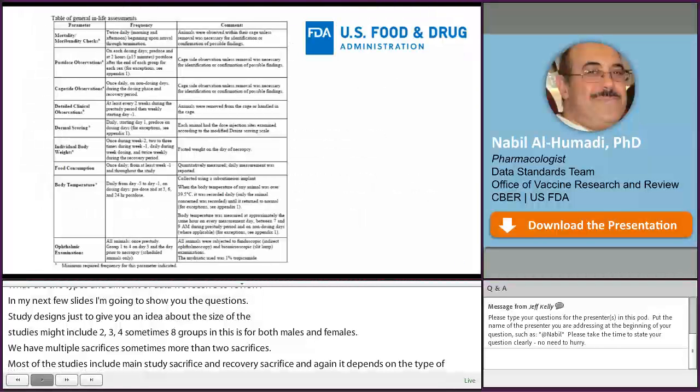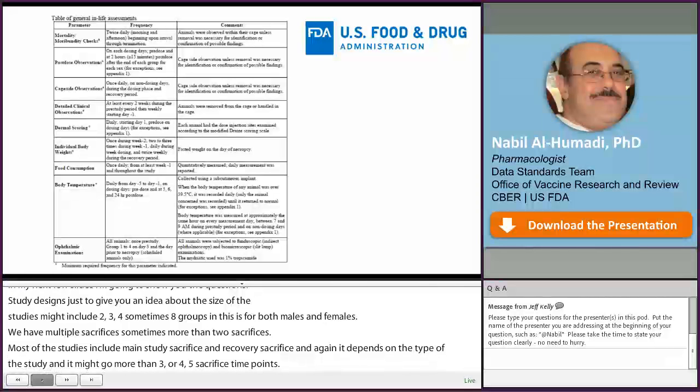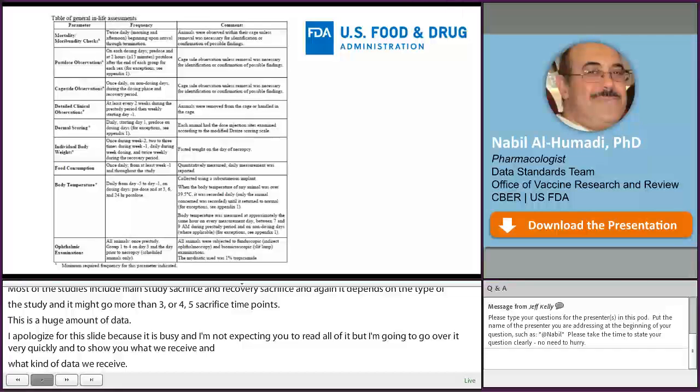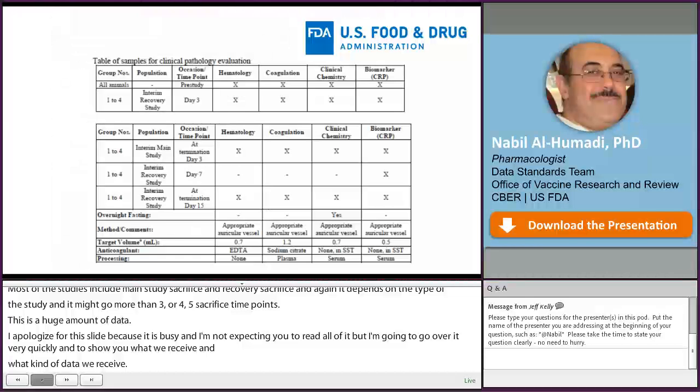I apologize for this slide because it is busy and I'm not expecting you to read all of it, but I'm going to go over it very quickly to show you what kind of data we receive. We receive data related to mortality, post-dose observations, cage side observations, detailed clinical observations, dermal scoring, body weights, food consumption, body temperature, ophthalmic examinations, and data related to clinical pathology evaluation, which includes hematology, coagulation, clinical chemistry, and one of the important biomarkers, C-reactive protein.